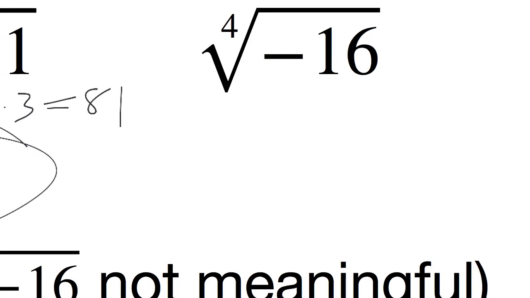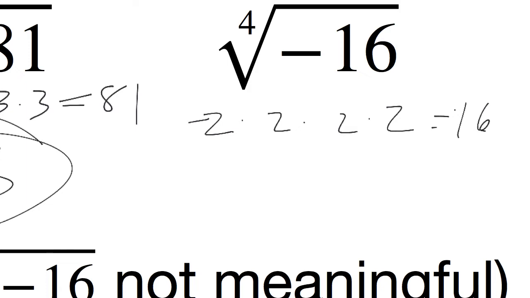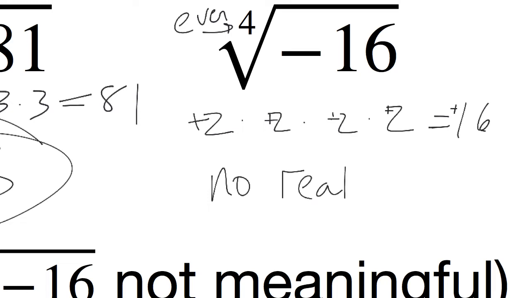What number times itself 4 times is negative 16? Well, I know that 2 times 2 times 2 times 2 is 16. But if I'm going to try and get negative 16, negative 2 times negative 2 times negative 2 times negative 2 is still going to be positive 16. Because 4 is even, all the negatives are going to cancel out, and you're still going to get positive 16. So therefore there's no real solution.